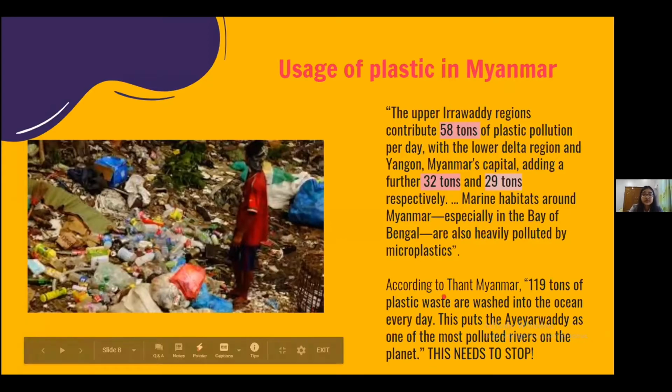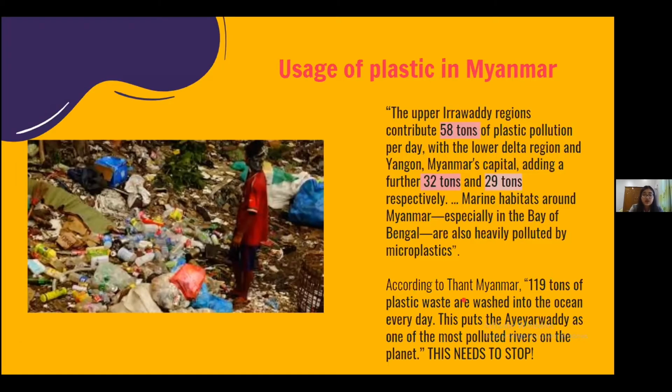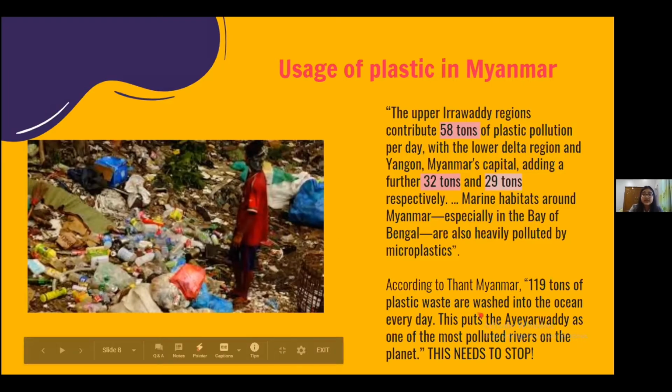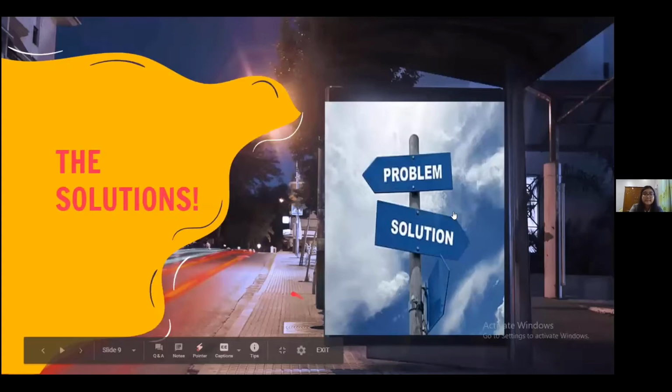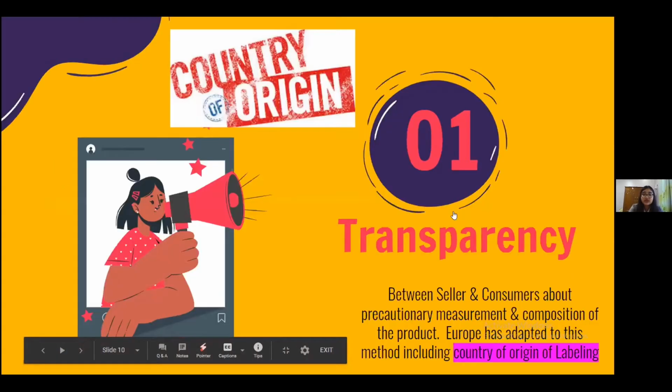According to Myanmar themselves, 119 tons of plastic are washed into the ocean every day. This puts the Irrawaddy as one of the biggest and most polluted rivers on the planet. This needs to stop. Now let's move on to the solutions. Here, I've provided 3 main solutions.